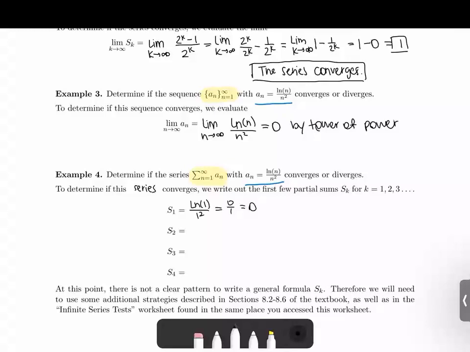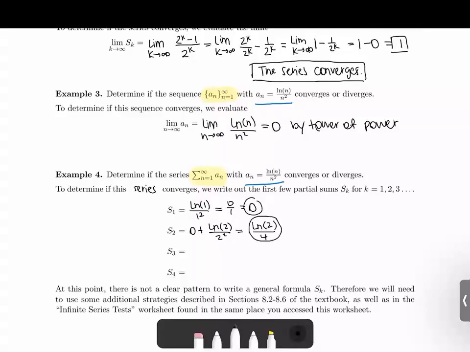For S2, we're going to add the first two terms. That first term was 0, and then we're going to add up ln of 2 over 2 squared, which I'm just going to simplify as ln of 2 over 4. And again, just to make sure I know what these sums are, I'm just going to circle them once I get them.